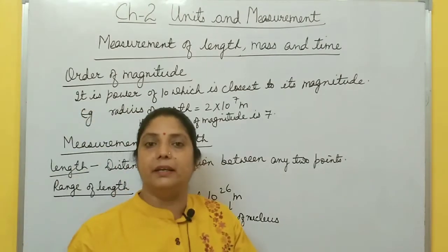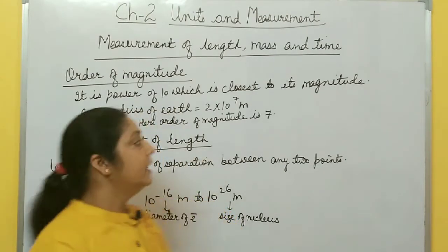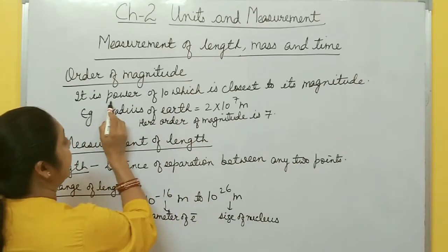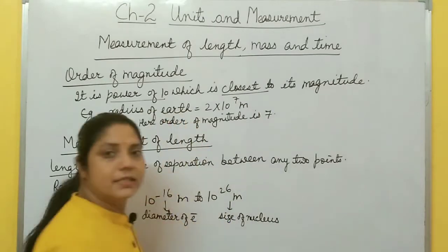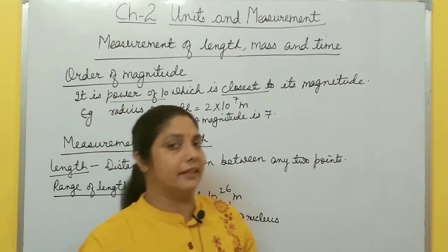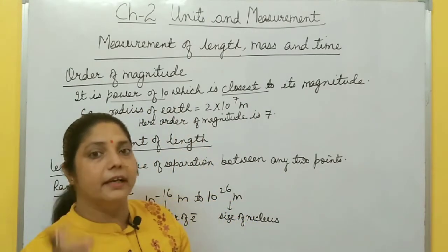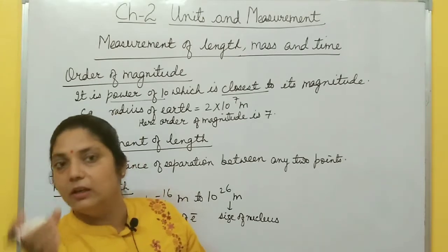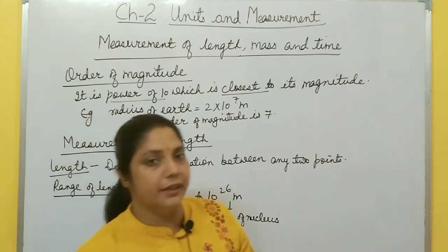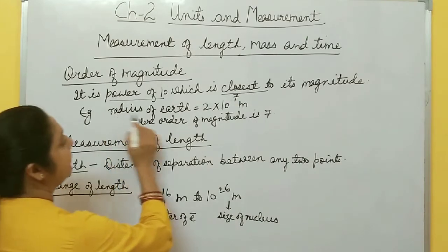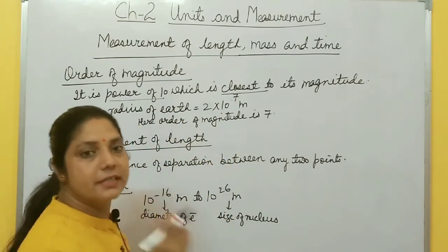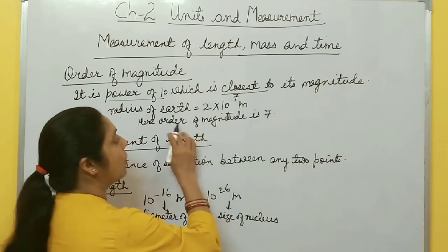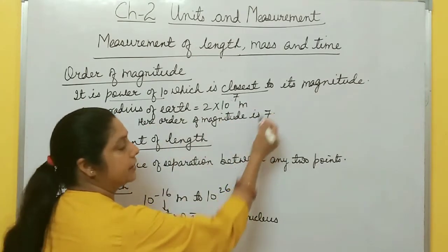What is its meaning? Order of magnitude. It is the power of 10 which is closest to its magnitude. It does not tell about the exact value. It just gives an idea about how big or small any physical quantity is. For example, radius of Earth. Here I have written 2 into 10 to the power 7. Here power is 7. So order of magnitude of this radius of Earth is 7.